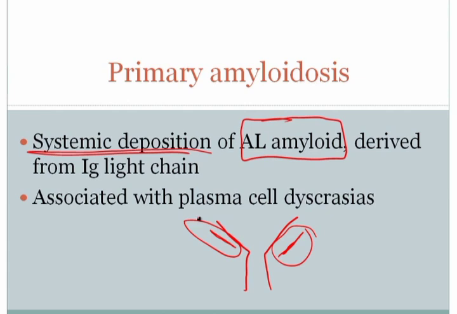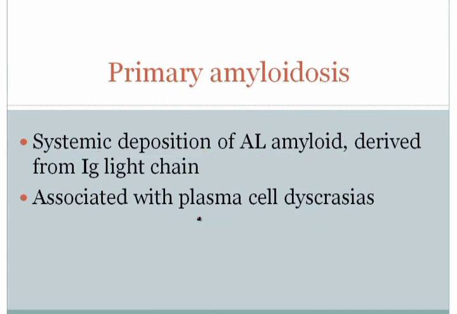However, in a subset of diseases called plasma cell dyscrasias, a general term that refers to abnormalities of the plasma cell, there can be overproduction of the light chain, and the overproduced light chain will leak out into the blood. The light chain can then become misfolded and eventually deposit within tissues, creating a primary amyloidosis. So that's the characteristic of primary amyloidosis.